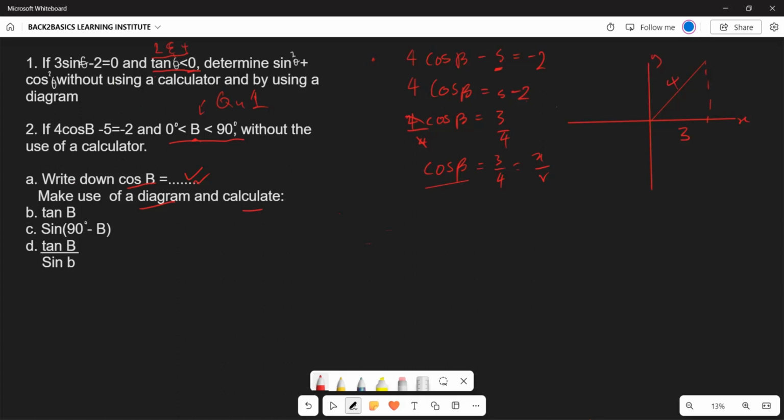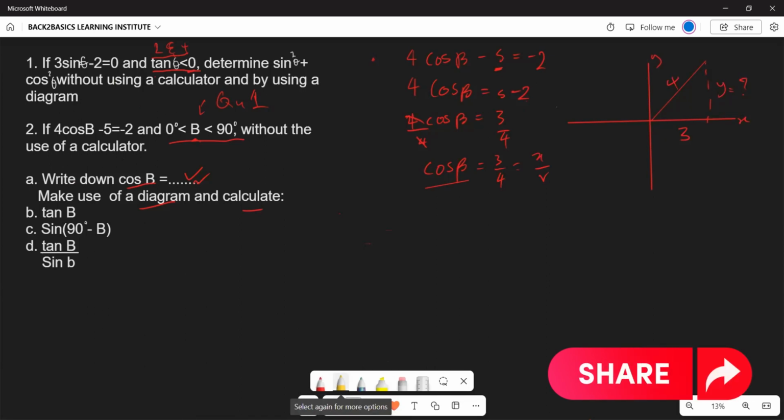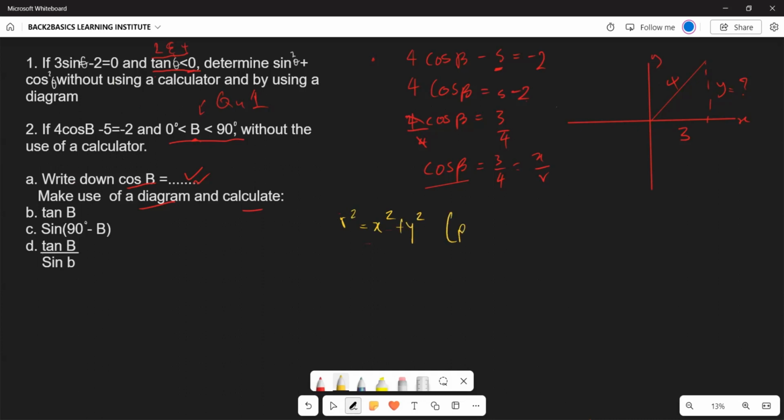Now that we've drawn our diagram, the next thing we are going to do is use the theorem of Pythagoras to find the value of your y, because you can see that the value of y here is still unknown, right? So we are going to use the theorem of Pythagoras. We say your r squared is equal to your x squared plus your y squared. Sure, right? This is your Pythagoras theorem.